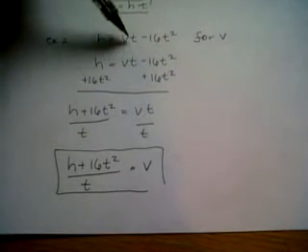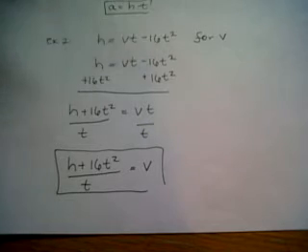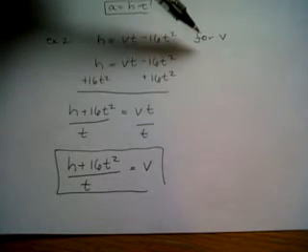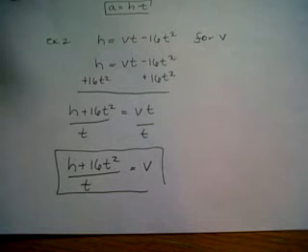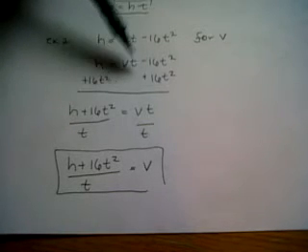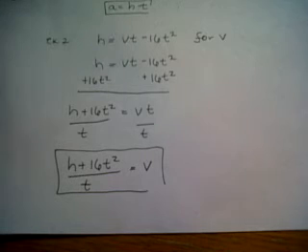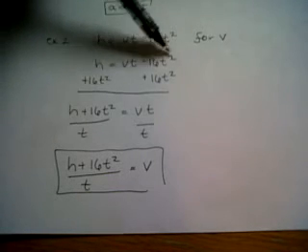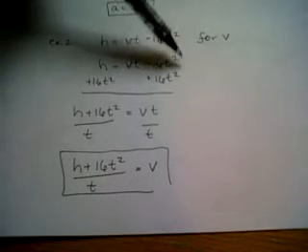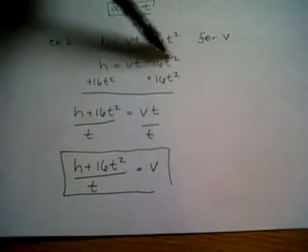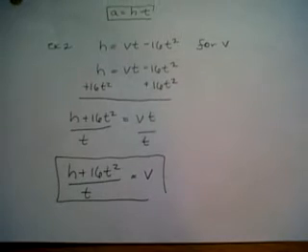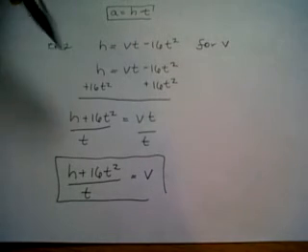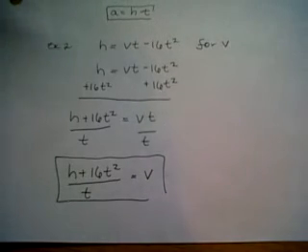I have H equals VT minus 16T squared, and I want to solve this for V. So if I solve this for V, that means I want to get V all by itself. So I have to say, hey, what's happening to V? Well, remember the steps that we just had. It says I'm going to do the addition and subtraction property first. So I'm going to get rid of this minus 16t squared. And to get rid of that, I'm going to have to add it to the right side, but then I also have to add it to the left side.